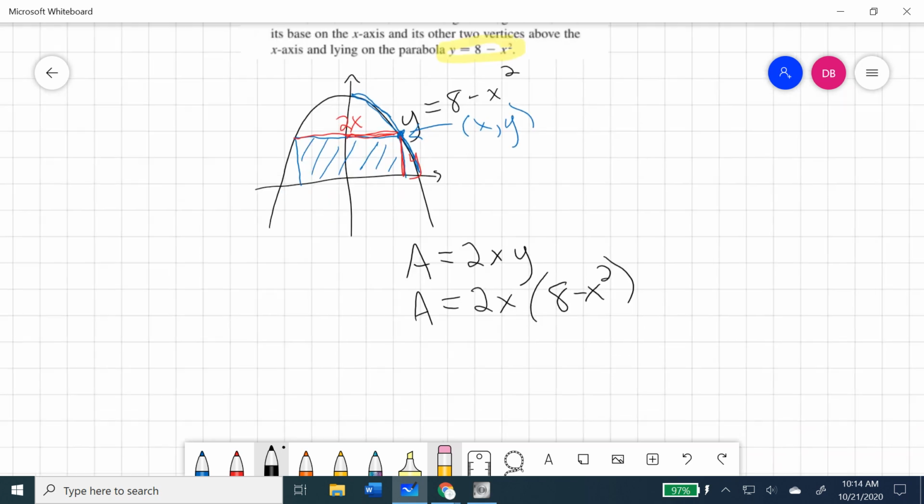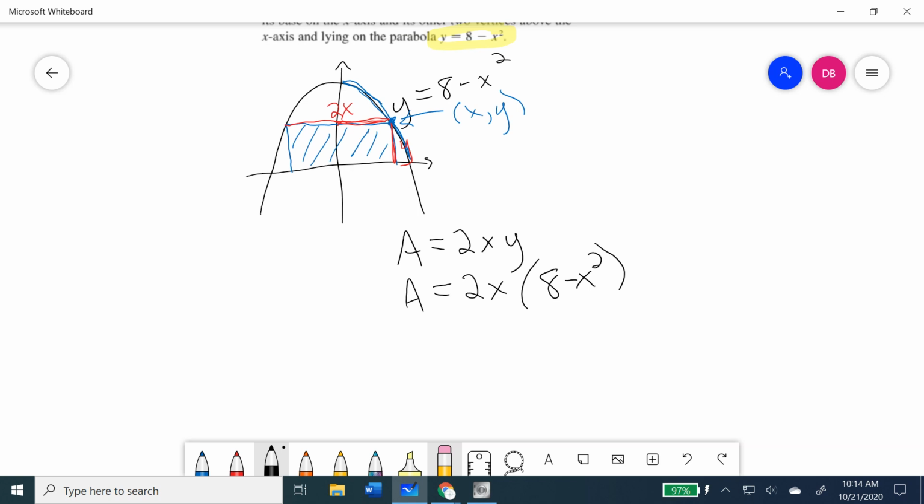Now I have a formula for what I want to optimize. It's in terms of one variable. I'm ready to take the derivative. I would prefer to take the derivative in a nicer equation. So I'm going to distribute and get 16x minus 2x cubed.